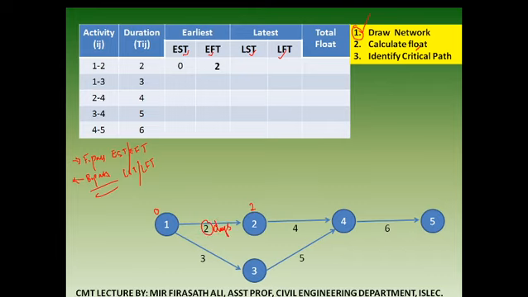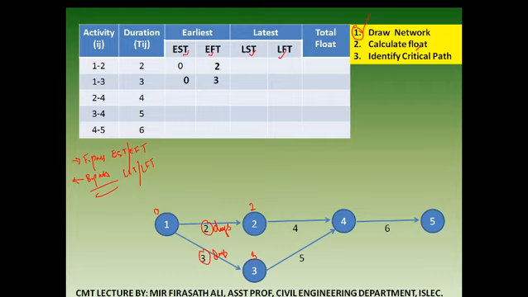Now let us see the 1 to 3 activity. Initial time is how much? 0. For activity 3, how much is the duration? 1 to 3 takes 3 days. So the finish time of activity 1 to 3 will be 3 days, whereas the earliest start time remains the same at 0. See, it is 0 and 3 days.